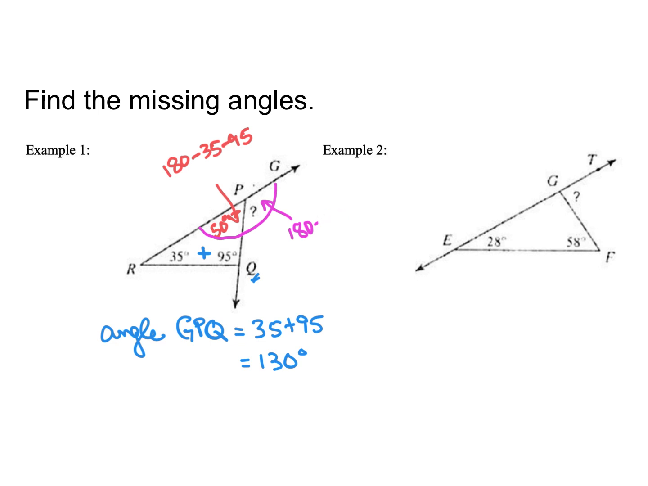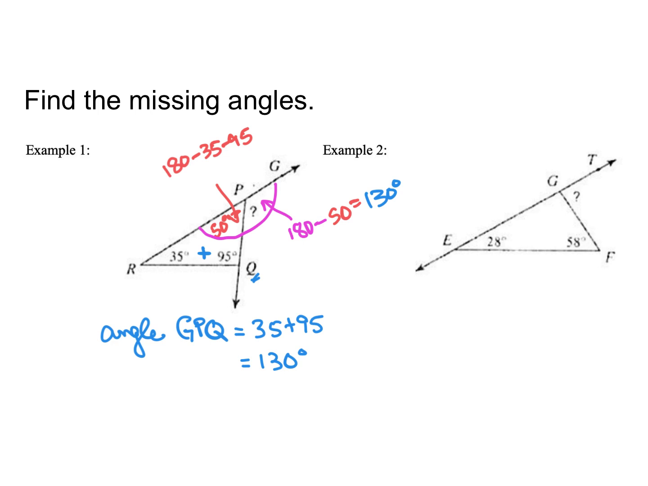180 minus the red, which is 50. Notice how this also equals the 130 degrees. So both of these ways are actually figuring out what that exterior angle is. Either way, it totally works. So example number 1 is 130 degrees.